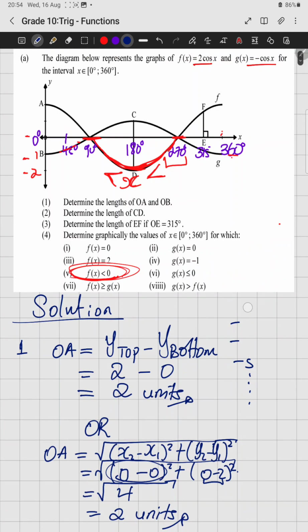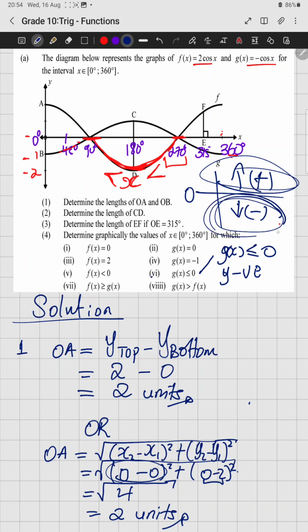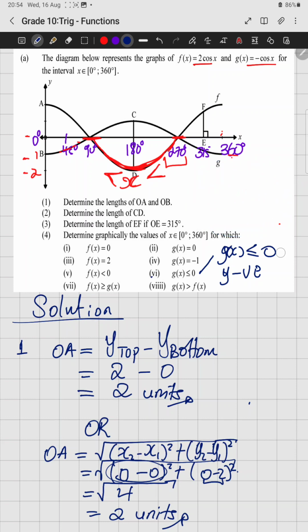Then from here we go to G, that is number 6 over here. Again, g of x here is less or equal to 0. Guys, if it is less, that means y is negative. If y is negative, that means y is below 0. If there's 0 here, y is somewhere here, because y below 0 is negative and y above 0 is positive. We don't want this part, but we're going to focus on the negative side, which is below 0.